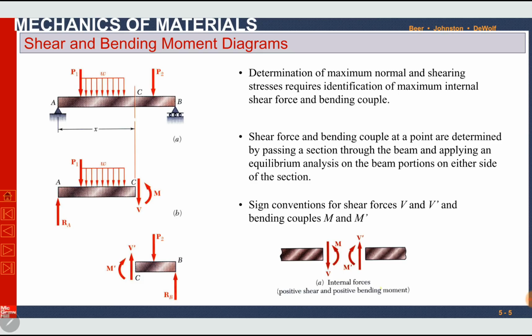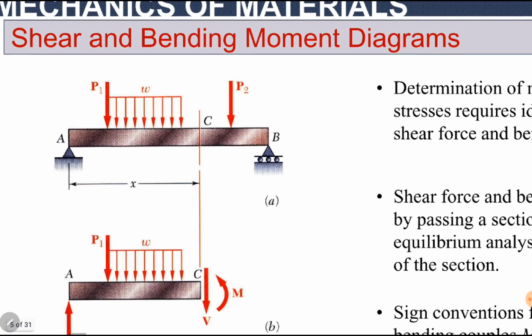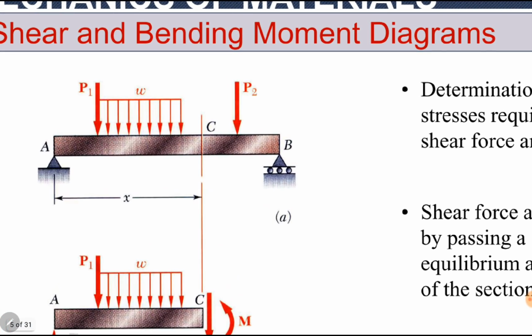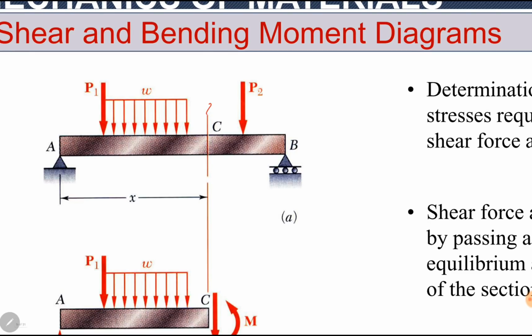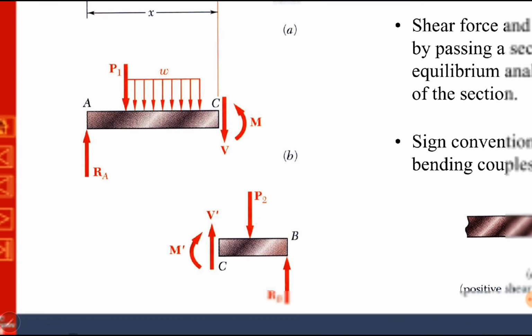Shear force and bending couple at a point are determined by passing a section through the beam and applying an equilibrium analysis on the beam portion on either side of the section. For example, in the given diagram, if we want to find shear force and bending moment at point C, we will pass a section through point C. We will cut the beam into 2 sections. There is a right side section and a left side section. They are given here.